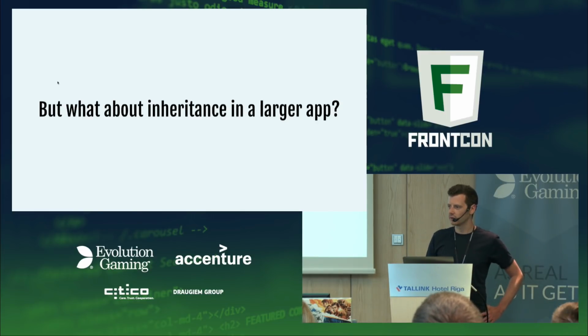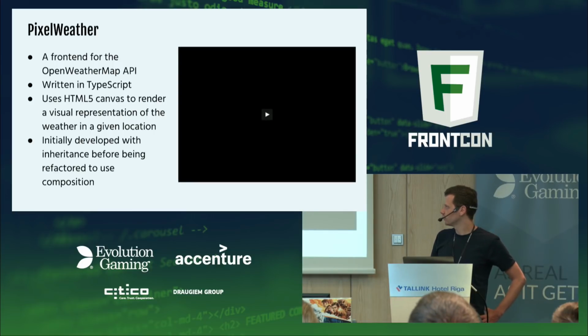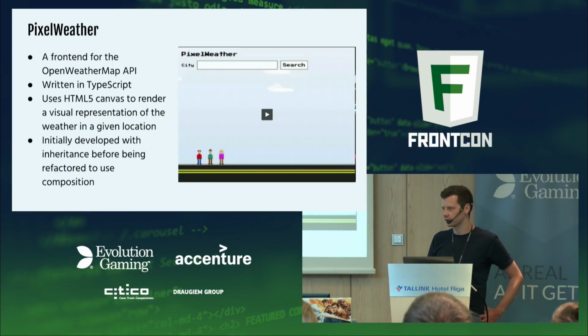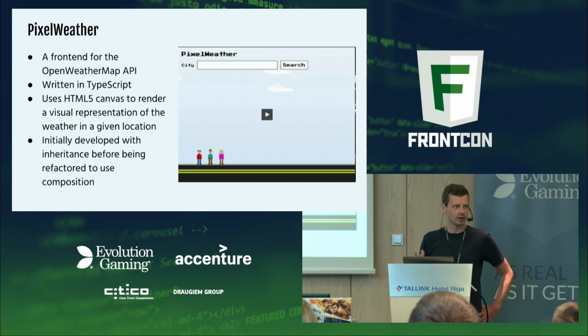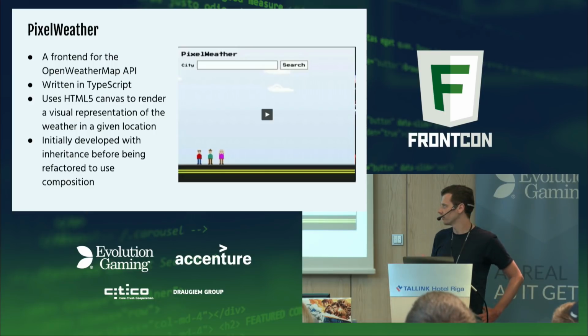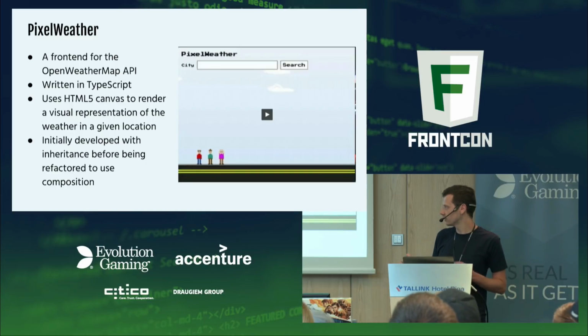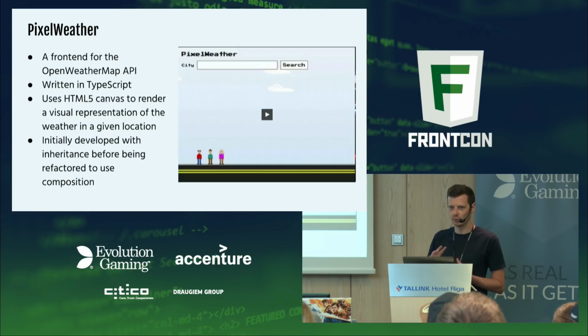Well, I spent some time on the internet and thought I could regurgitate some existing arguments, but then I thought, that would be a bit boring really. So I decided to write an application to tackle instead, which I call Pixel Weather. What Pixel Weather is, essentially, is a front end for the Open Weather Map API. So it renders real-time weather data using a HTML5 canvas. And it's developed in TypeScript because, of course, that's the main focus of the talk. And I did it initially using inheritance before refactoring it to follow composition, so I could determine what the challenges are and how I could overcome them.